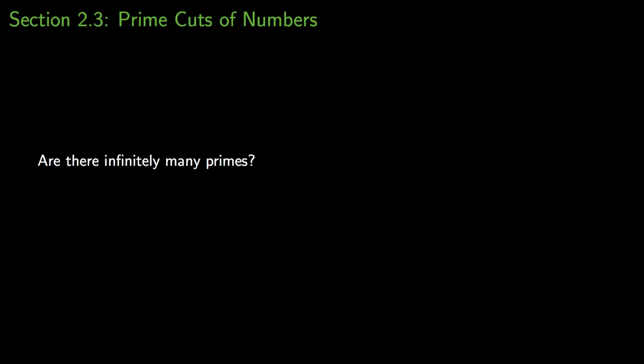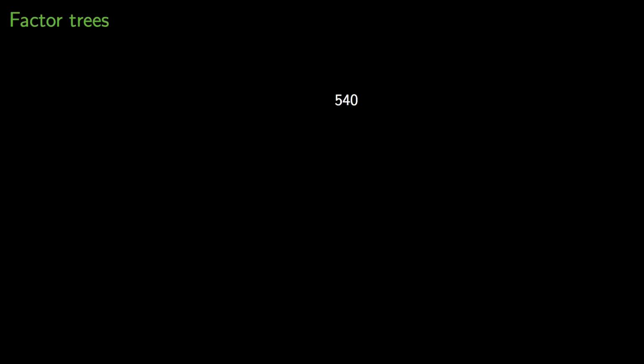Section 2.3 is almost entirely dedicated to this one huge question. Are there infinitely many prime numbers? Why or why not? Now, in order to start getting at this question, we need to review a little bit of algebra. Primarily, we need to review factor trees, this method for factoring out any big number into its prime factors. So I'm going to factor out 540.